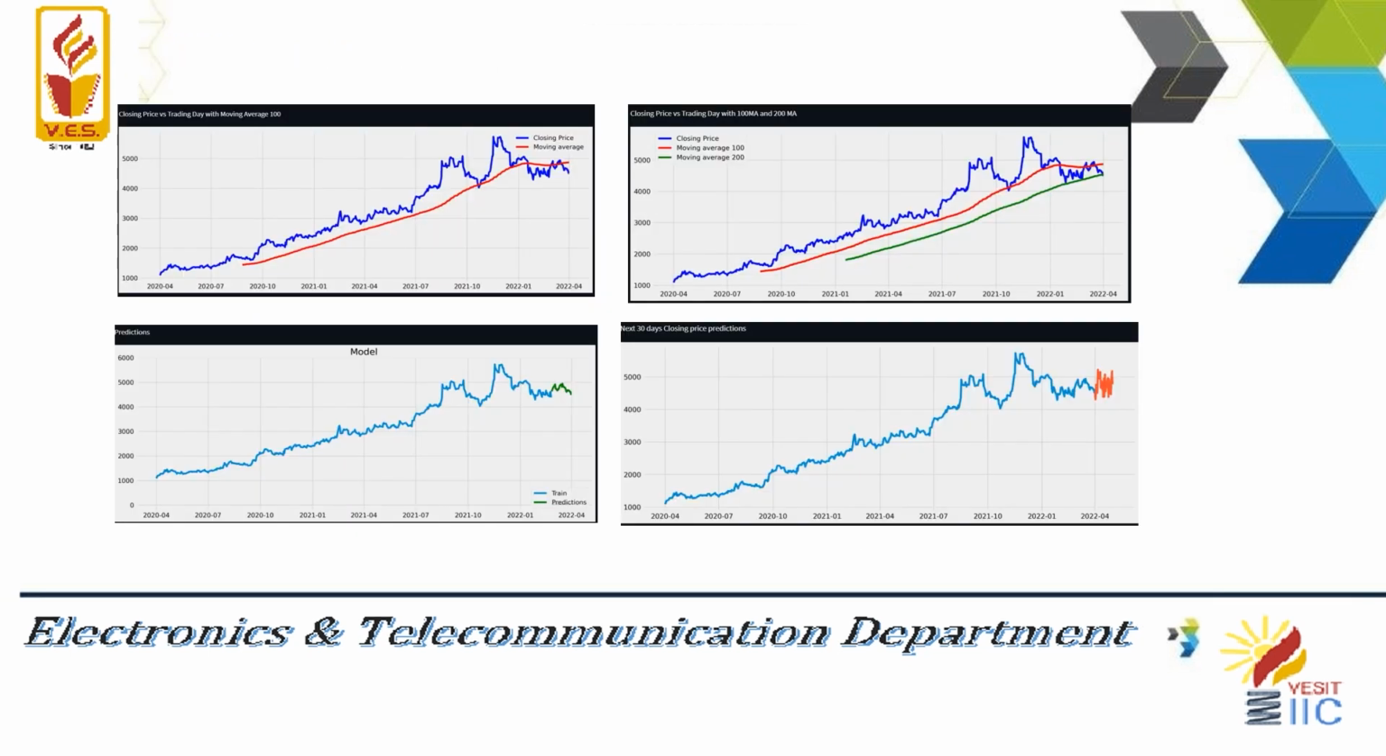Scrolling down the page, we get 4 different graphs. That is closing price graph versus the trading day with the moving average 100, then moving average 100 and 200. Then the third graph, that is the prediction graph having the training data and our predictions, and the fourth graph, that is closing price value for the next 30 days.